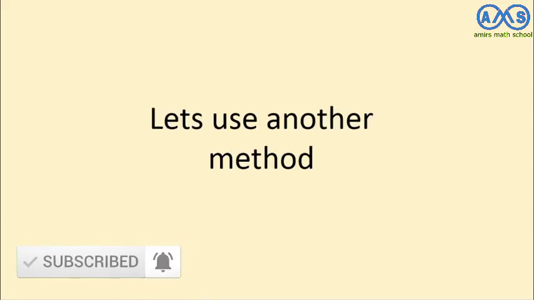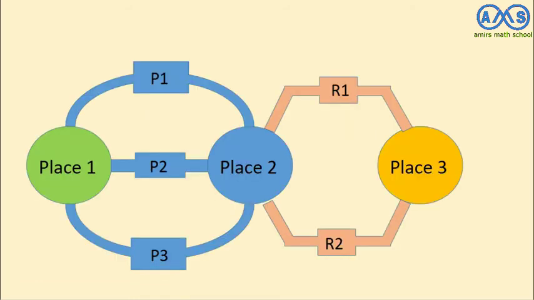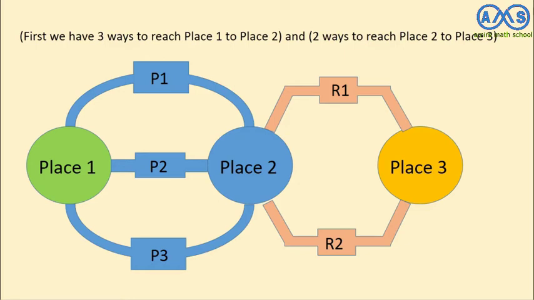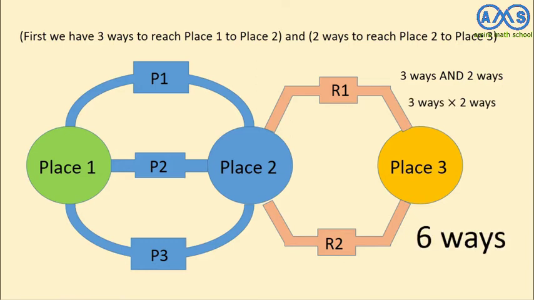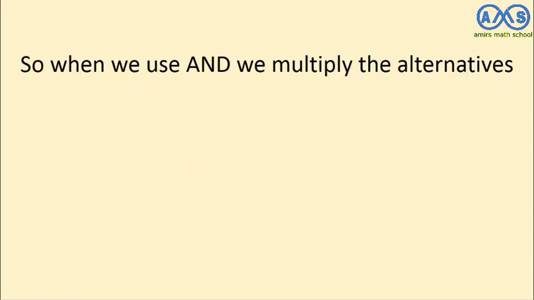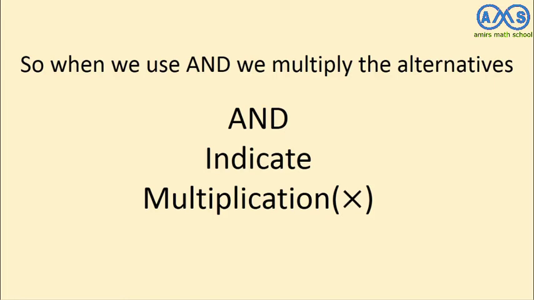Let's use another method to find the total paths. Here, first we have 3 ways to reach place 1 to place 2 and 2 ways to reach place 2 to place 3. So we have 3 ways and 2 ways. So 3 ways into 2 ways, total 6 ways. So when we use AND, we multiply the alternatives. So we can say AND indicates multiplication.